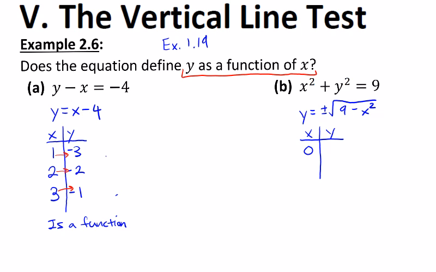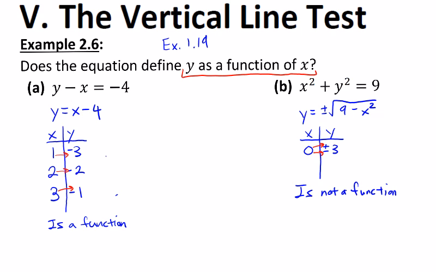And if I plug in 0, I'm going to end up with two answers, +3 or -3. So in other words, 0 is mapping to the +3, and it's also mapping to a -3. So that one x value does not have a unique y value. And this was the way that we were able to determine that this is not a function.